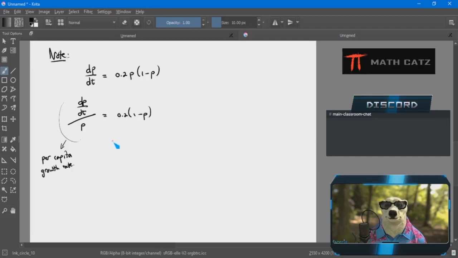If we look at this versus my basic exponential growth model, there we said dy dt is proportional to just the population size, and the per capita growth rate is a constant.